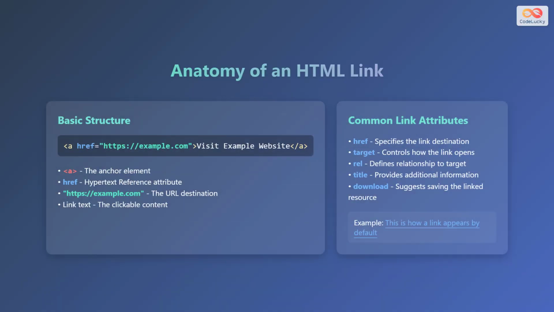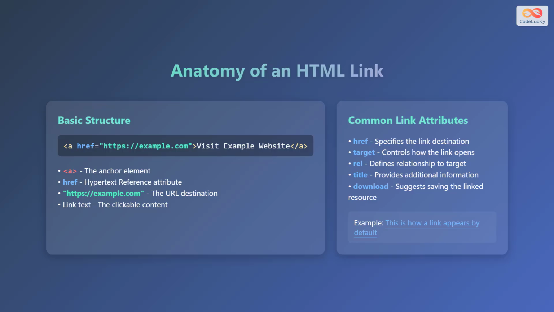Let's examine the structure of an HTML link. A basic link consists of the anchor element represented by the less than symbol, the letter a, and the greater than symbol, along with the href attribute and the text the user will click on. The href attribute, which stands for hypertext reference, specifies the URL, or web address that the link points to.